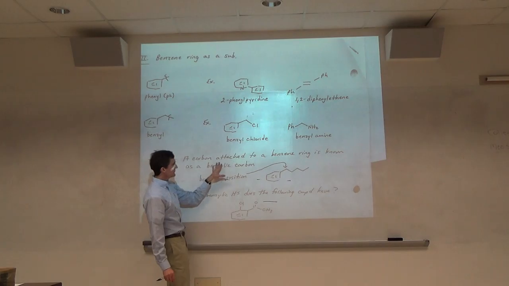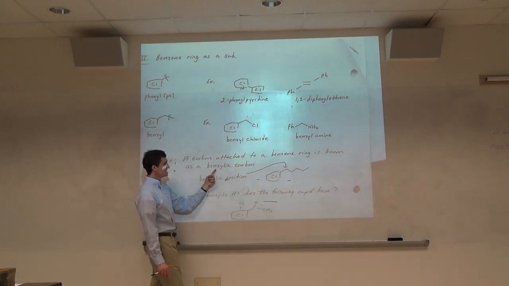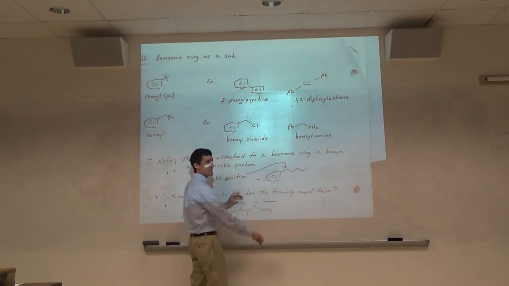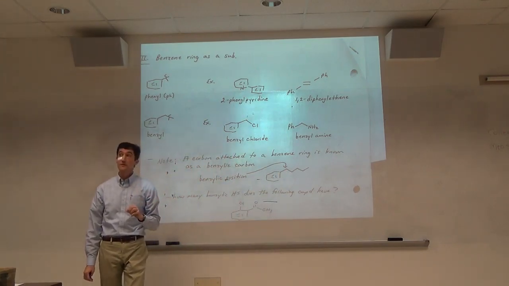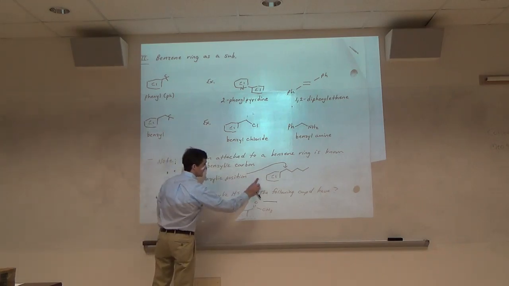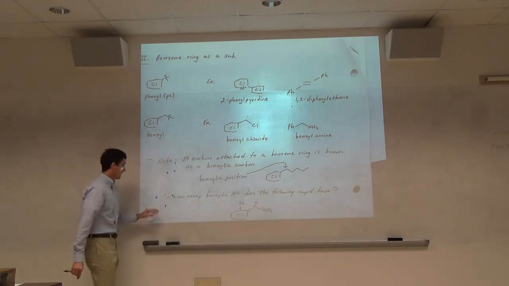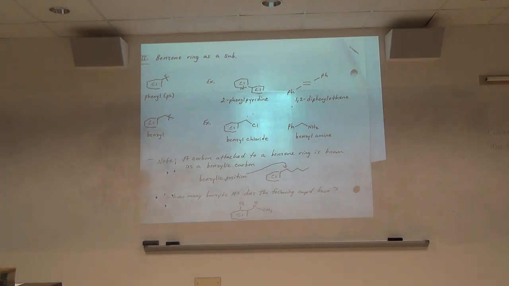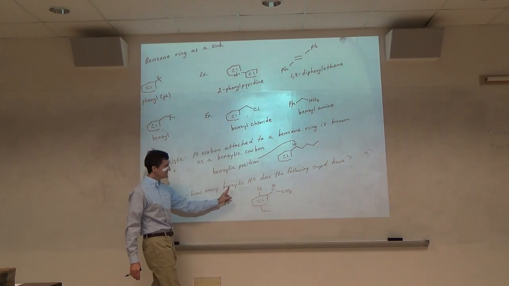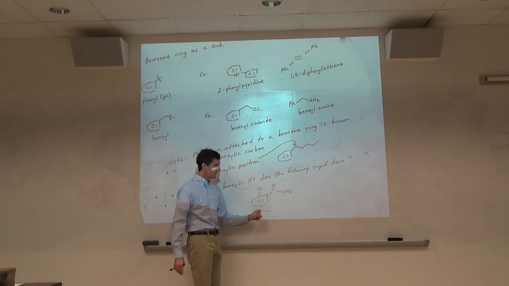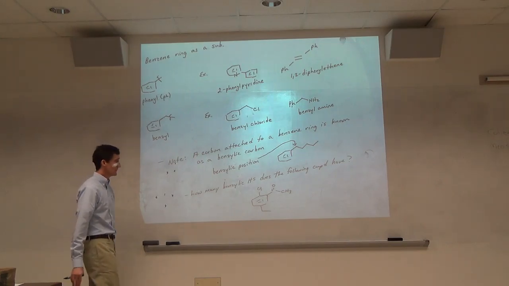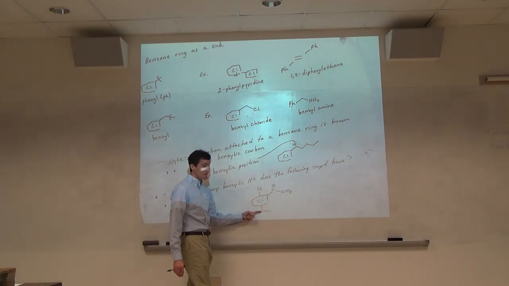Note this. A carbon attached to a benzene ring is known as a benzylic carbon. We'll do chemistry at that carbon a little bit later. It's known as the benzylic position. We could ask questions about that using this terminology. For example, in the compound below, how many benzylic hydrogens are in the compound below? Right there, and there's 2 there.